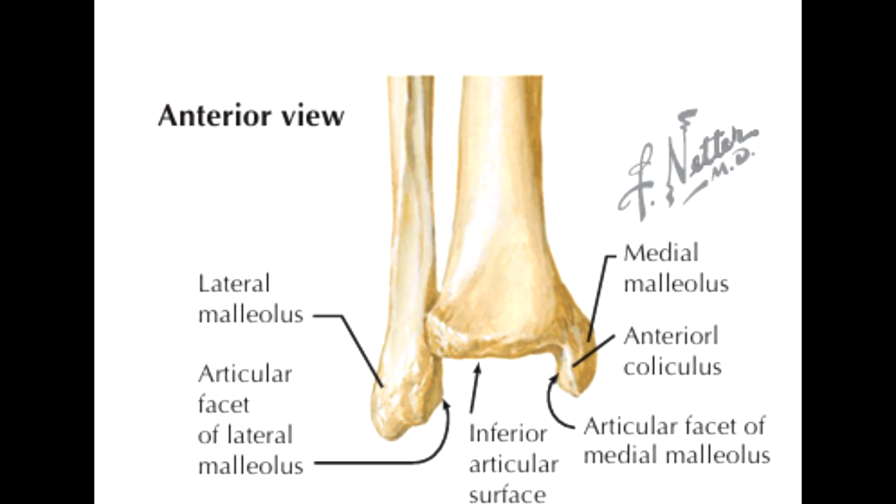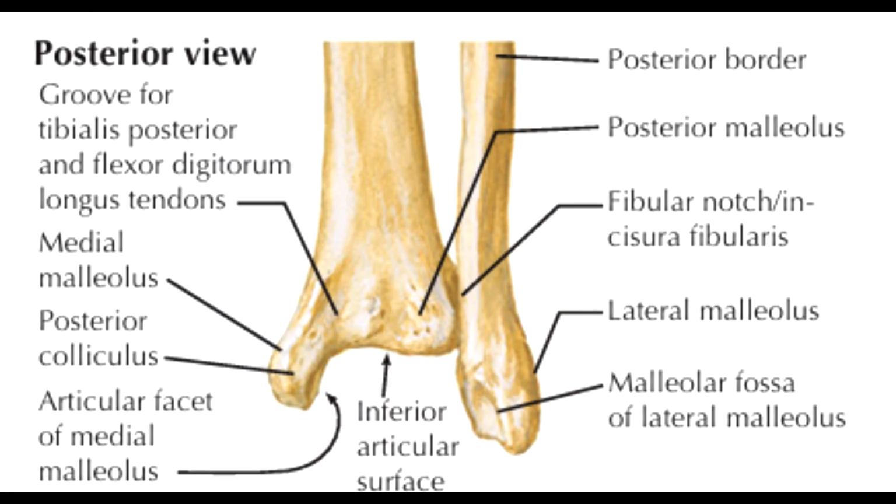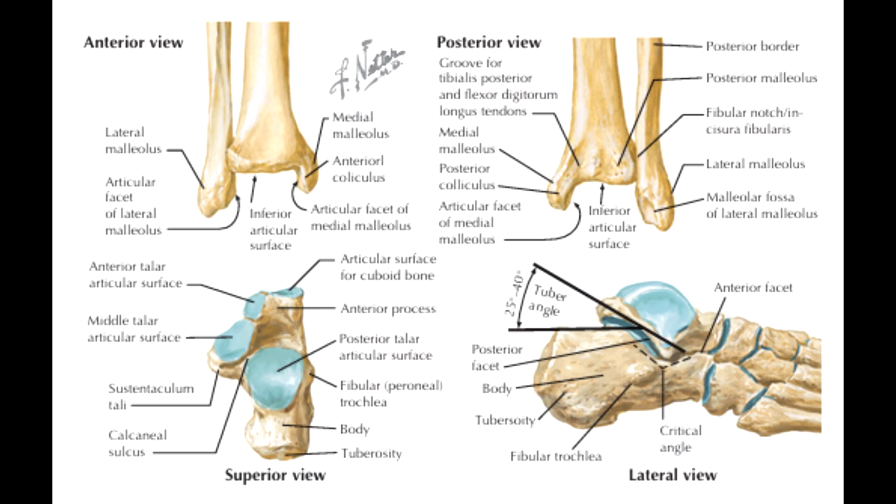Looking at the posterior view, we notice the groove for the tibialis posterior and flexor digitorum longus tendons, located behind the medial malleolus. This is clinically important. Inflammation or compression in this area can cause tarsal tunnel syndrome. We can also see the posterior colliculus and the posterior tubercle of the distal tibia, which provide attachment points for key ligaments, such as the posterior tibiotalar ligament of the deltoid ligament.